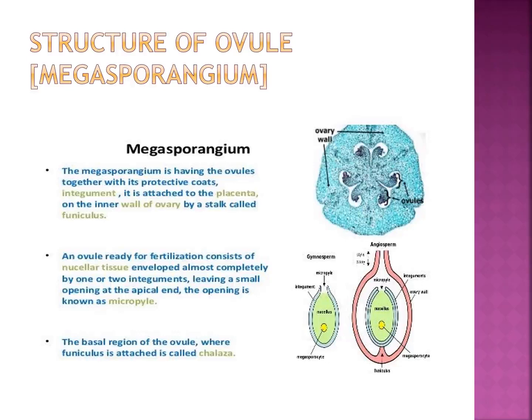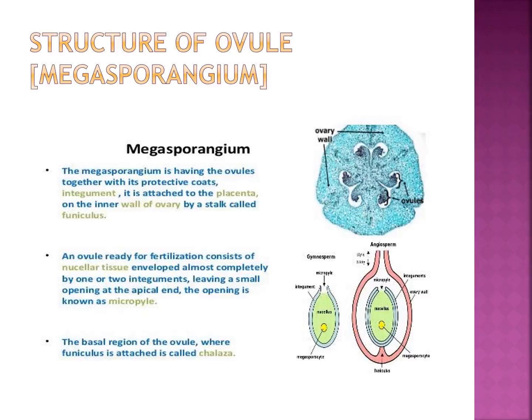What is funicle? The stalk. Next, the ovule ready for fertilization consists of nucellar tissue enveloped almost completely by one or two integuments, leaving a small opening at the apical end, and the opening is known as micropyle.